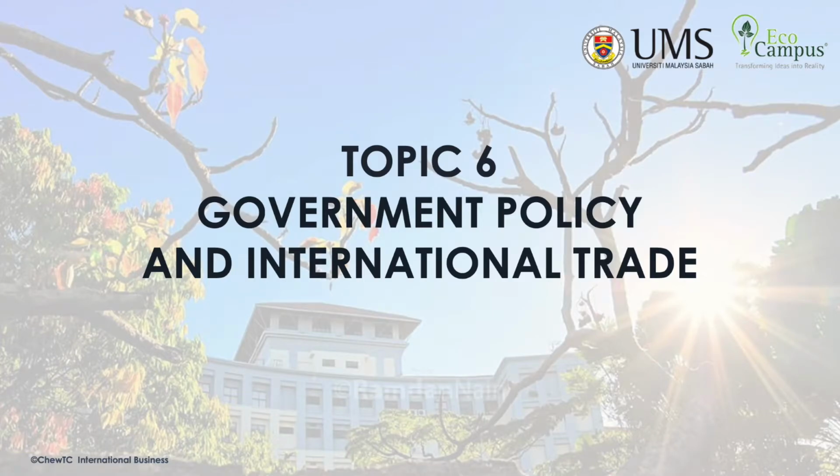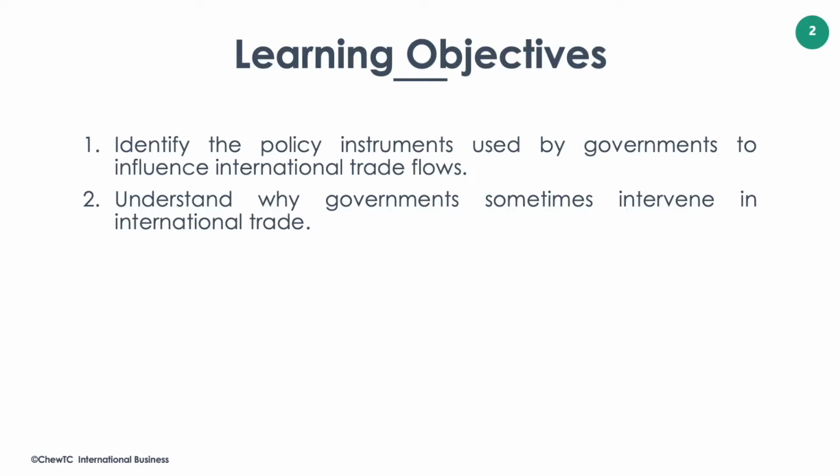Hi guys. Today's topic is about government policy and international trade. There are two learning objectives in this topic, and I hope that by the end of this topic you should be able to, first, identify the policy instrument used by government to influence international trade flow. Second, understand why government sometimes intervene in international trade.